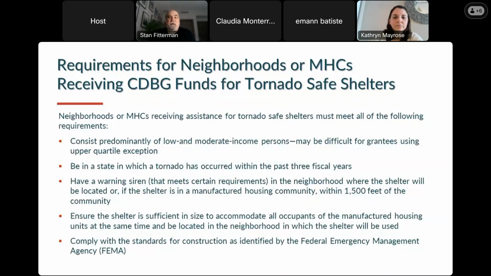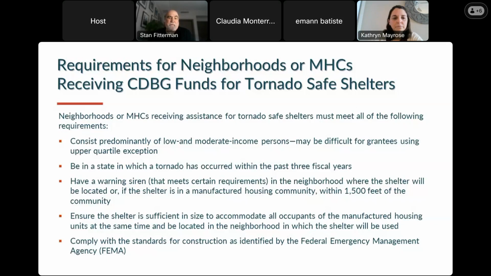Consists predominantly of low and moderate income persons. We're used to that requirement, but it may be difficult if you're one of the upper quartile people with your grant. Be in a state in which a tornado has occurred within the past 3 fiscal years. Have a warning system, and if it's in a manufactured housing community, it needs to be within 1,500 feet of the community.